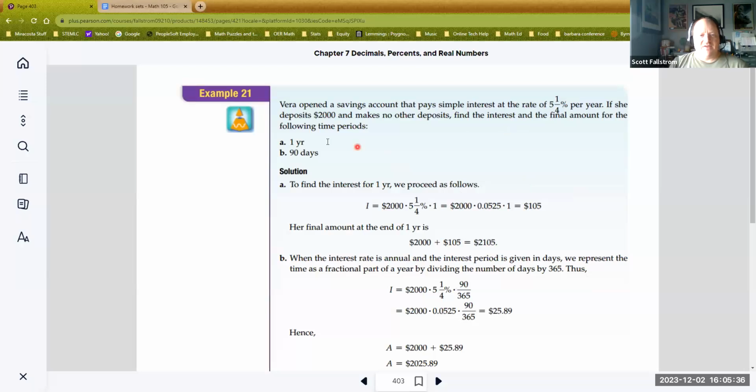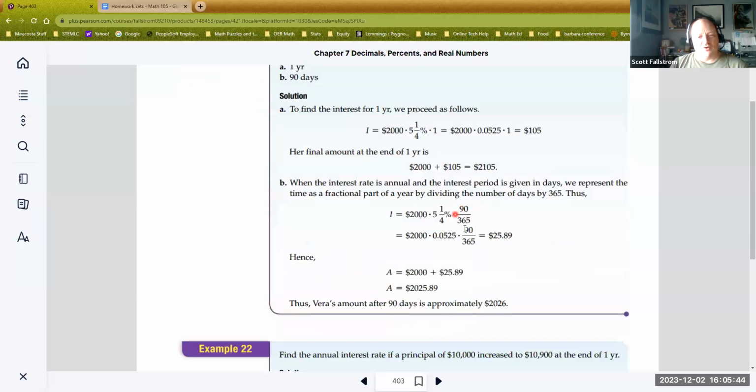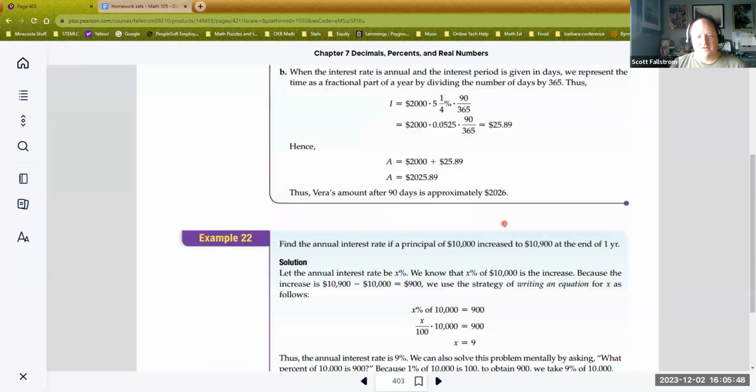Just realize, if they give you different time periods and they give you a percentage per year, make sure that you take the number. If they give you days, take it as a fraction of a year. So 90 days would be 90 out of 365.